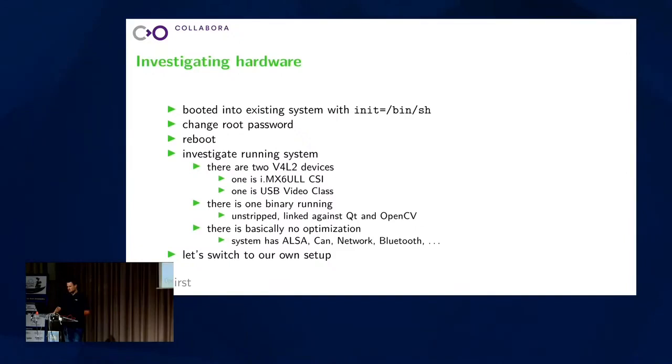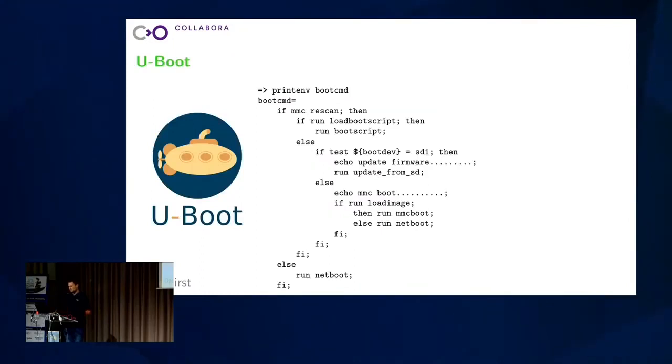So my plan was, let's switch to our own setup and get away from all this stuff that they did. So I had another look at U-boot and noticed, oh nice, they also kept the default environment from the evaluation kit, which had quite a complex boot command. And most of the functionality in this boot command is effectively unused.